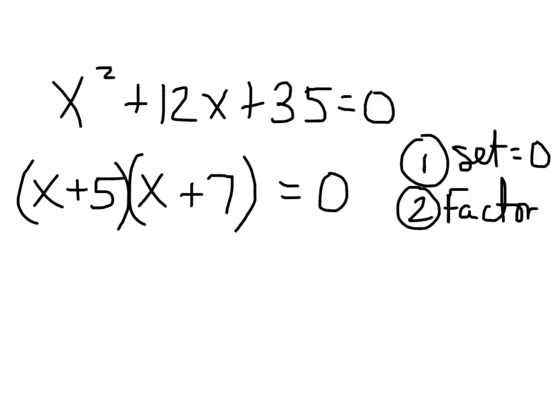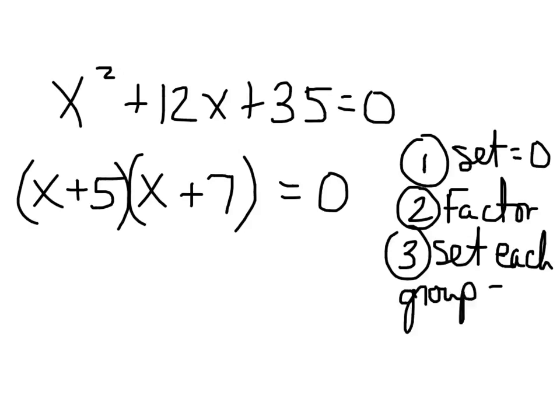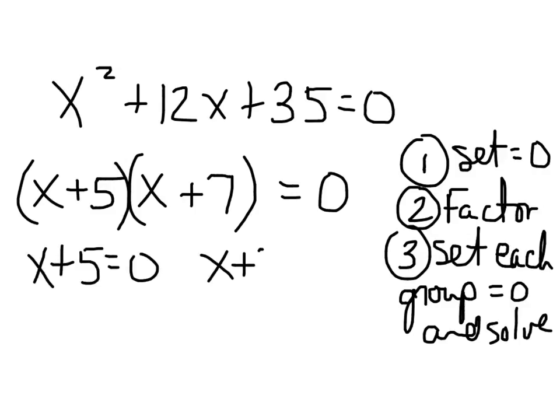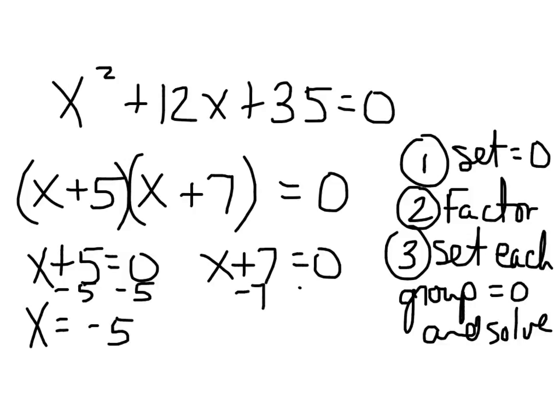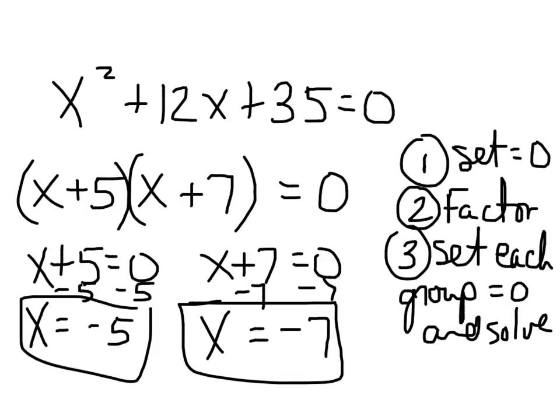Very good. Once you have factored it, step 3 is set each group equal to 0 and solve. X plus 5 equals 0. X plus 7 equals 0. How do I solve the first one? Subtract 5. What is 0 minus 5? Negative 5. And subtract 7. What's 0 minus 7? Negative 7. And done.